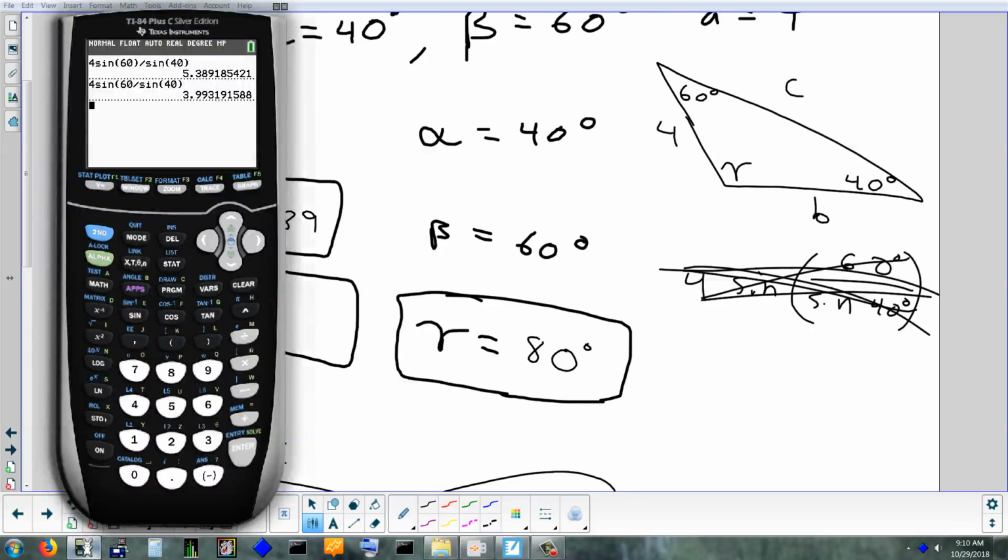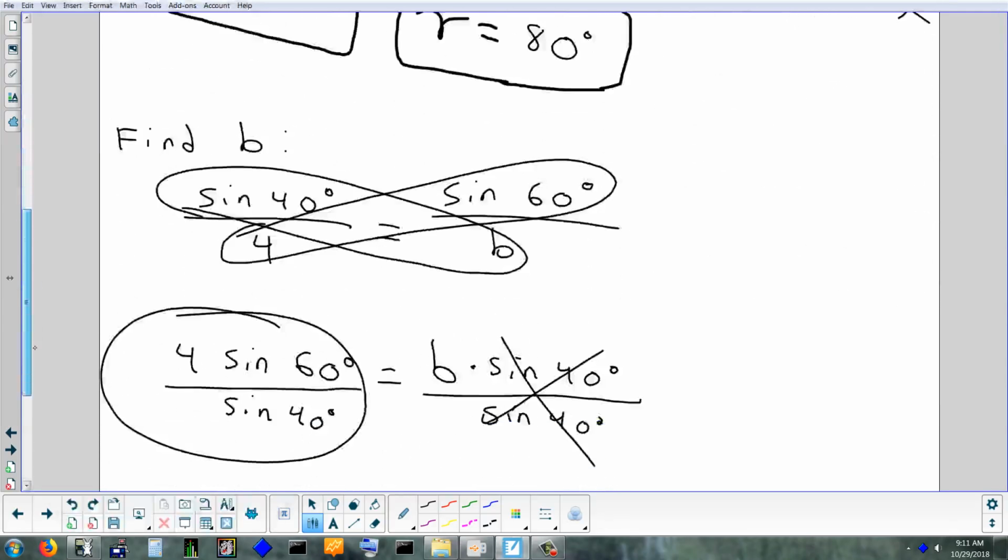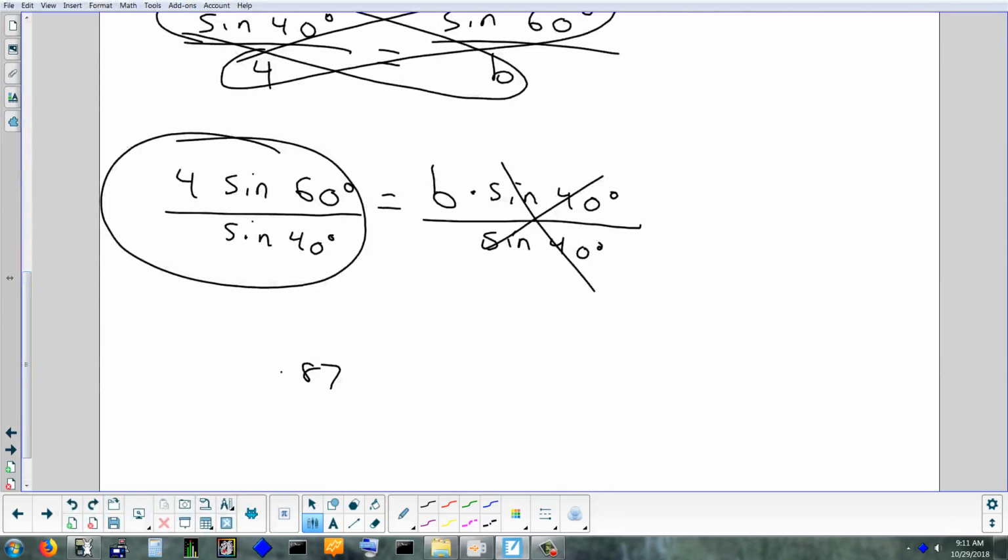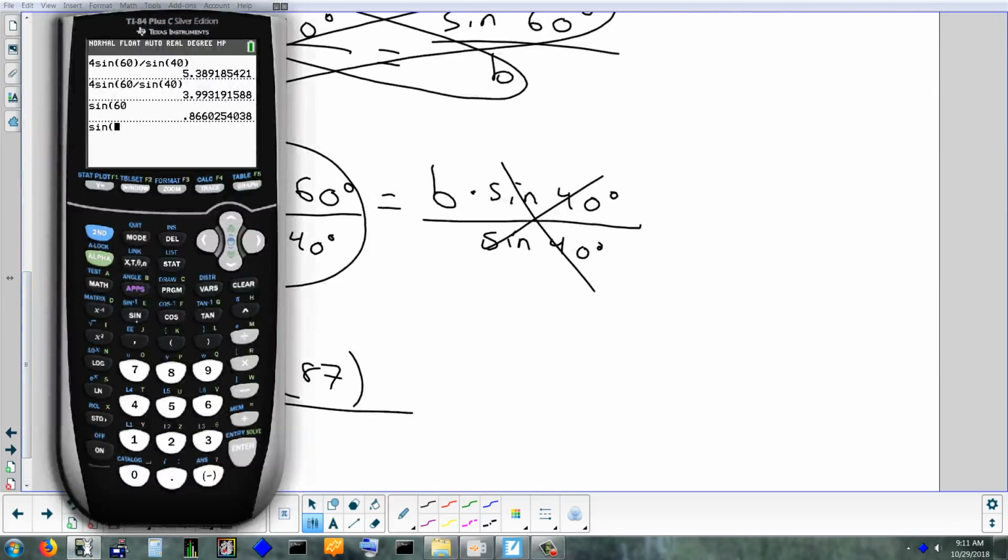Another thing you could do that's not wrong, but it's going to mess up your accuracy, is type each one of these in and round them as you go. Not a good idea. So let's say you wanted to do this calculation, and you said, I'm going to just find the sine of 60 first and call it 0.87, times 4, and then I'm going to divide by sine 40. So let's do the sine of 40 separately, and round that off, 0.64.